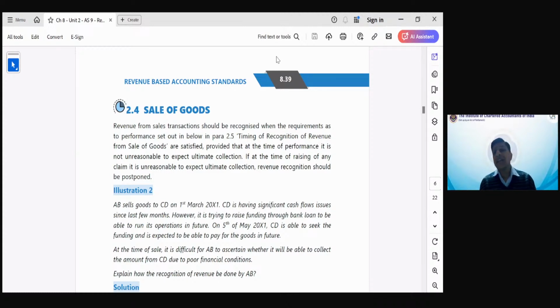Ajay Surya says AB can recognize revenue. Asta says AB should not recognize revenue on 1st of March. Instead, it should be done on 5th of May. Tameshwari says revenue should be recognized because responsibility of the goods is there with CD. So CD should be recognized. Priya says revenue will be recognized when it is incurred.